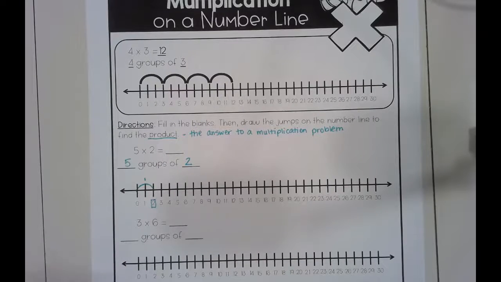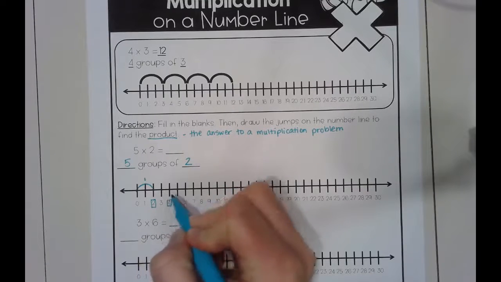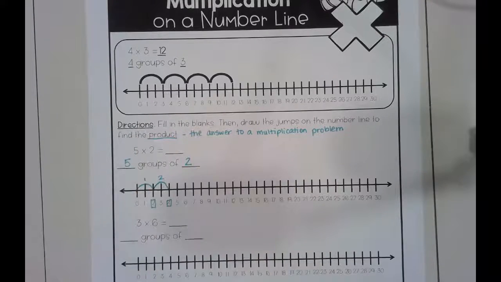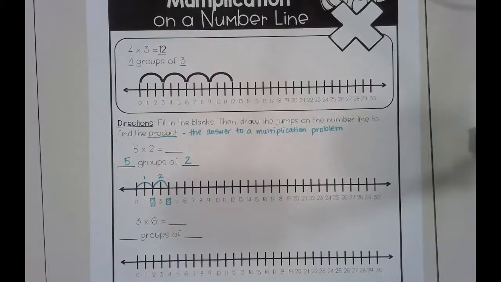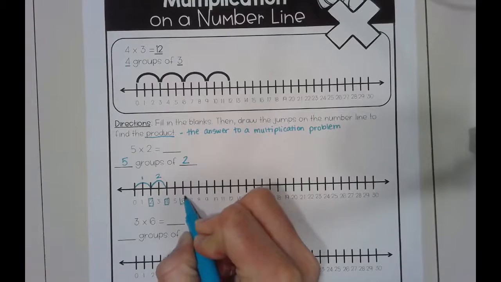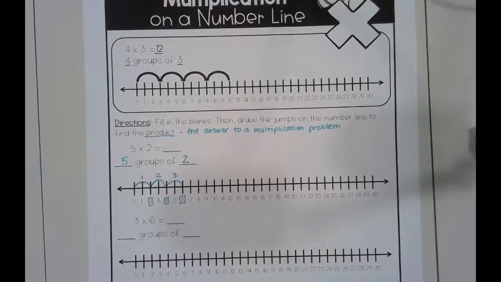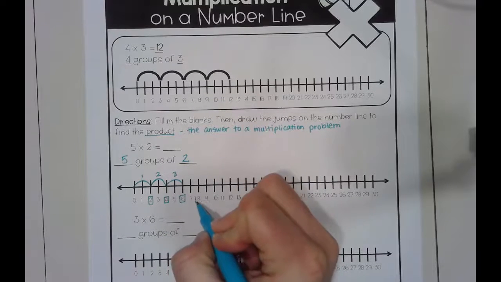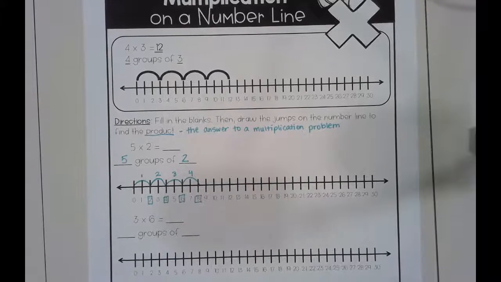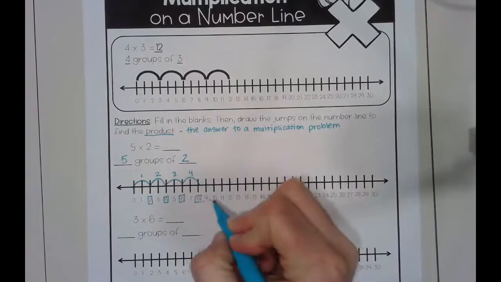Now I need another group of 2. So I have 2 and I'm going to skip count 2 more. 1, 2. I'm going to land right here. So I'm going to hop. That's my second group of 2. Remember, we need 5 groups of 2. So I'm going to skip count 2 more numbers. 1, 2. That's my third group of 2. 1, 2 more. That's my fourth group of 2. And I need one more group of 2 because we're going for 5 groups of 2. 1, 2.